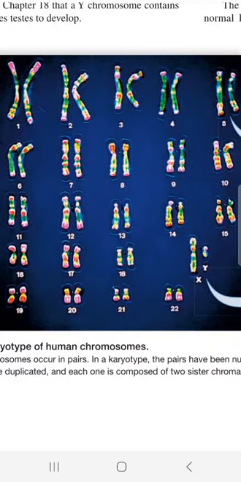Everyone. Today we'll be solving the chapter on chromosome inheritance. This is chapter 19 in Human Biology, Sylvia S. Mader, the 14th edition.